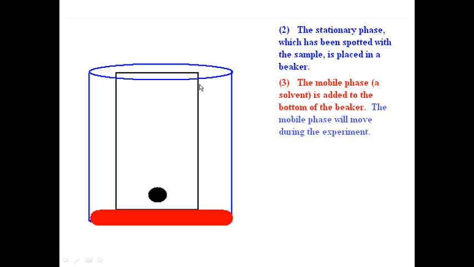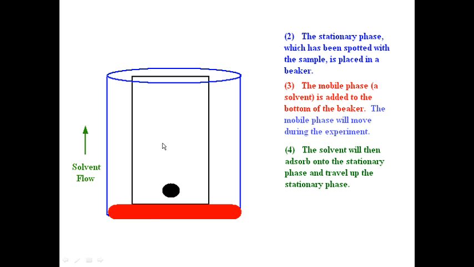So we have to close the jar up in order to keep the solvents from evaporating. This is sort of like sticking a piece of paper towel into a beaker containing water. The water will move up the paper towel, it'll move up the silica gel TLC plate. And as that solvent moves up the TLC plate, the components of the mixture will also either move with the solvent or they'll stay stuck to the stationary phase.